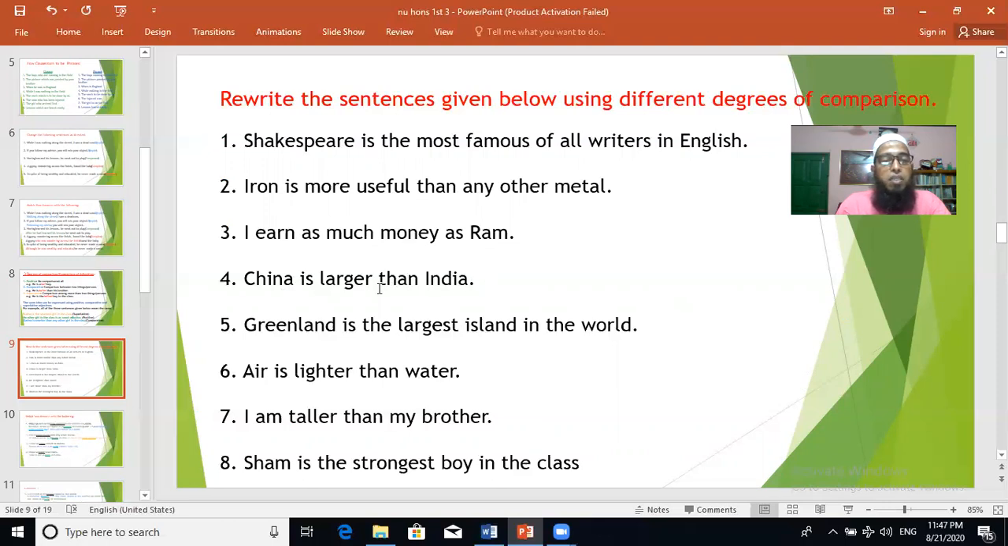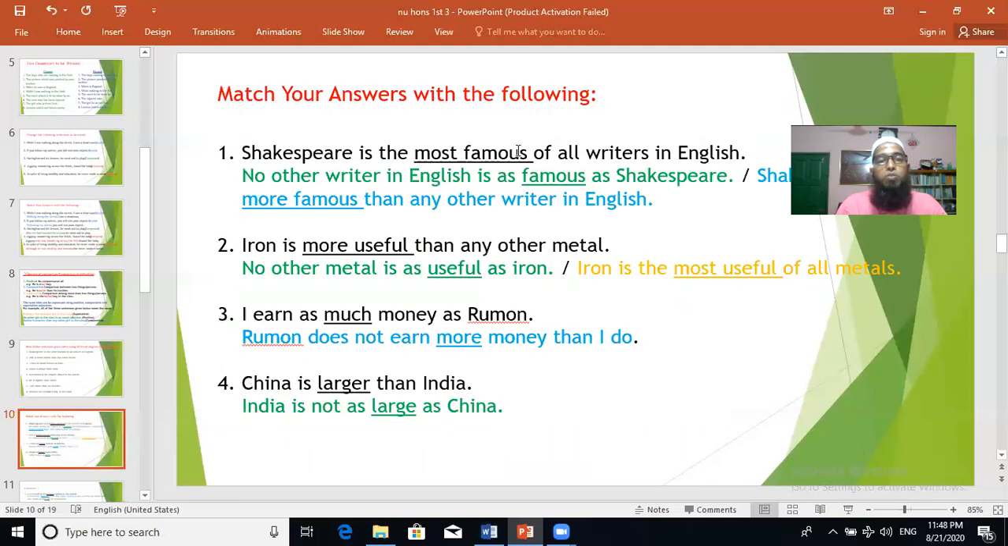China is larger than India. It's comparative. Try to make it positive. Greenland is the largest island in the world. Superlative. Try to make it comparative and positive. Air is lighter than water. This is lighter, comparative degree. Try to make it positive. I'm taller than my brother. So this is comparative, try to make it positive. Sham is the strongest boy in the class. This is superlative, try to make it positive and comparative. This is a very easy and familiar topic, so I'm not giving you much time. Let's check the answers. Match your answers with the following.